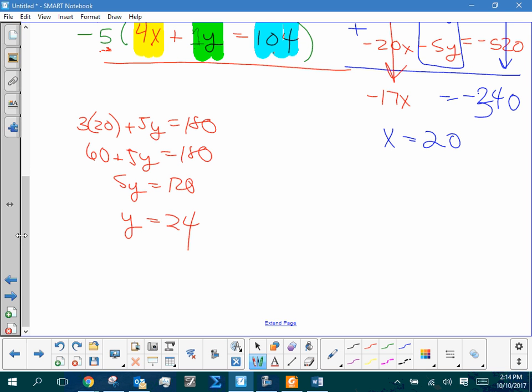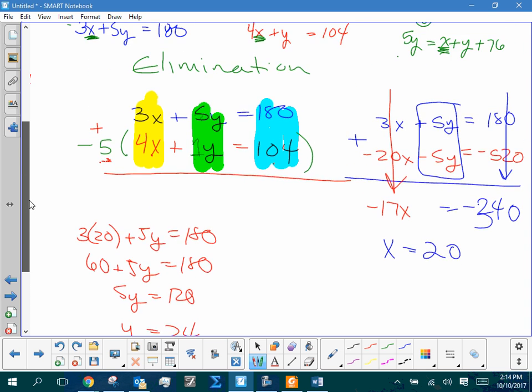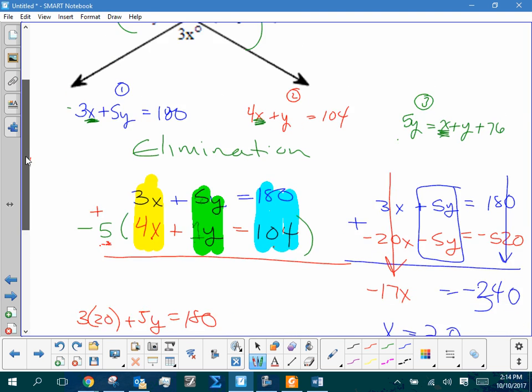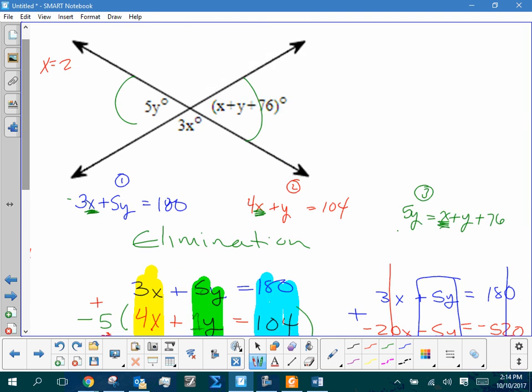Okay. You've got your x's and y's now. You should be able to go back up to your picture. Okay, we said x was, what, 20? X is 20, y is 24. I should be able to plug things in and make sure that with the specific values of 20 and 24 and what they yield for those angles, my relationship of equality and supplementary still exists.